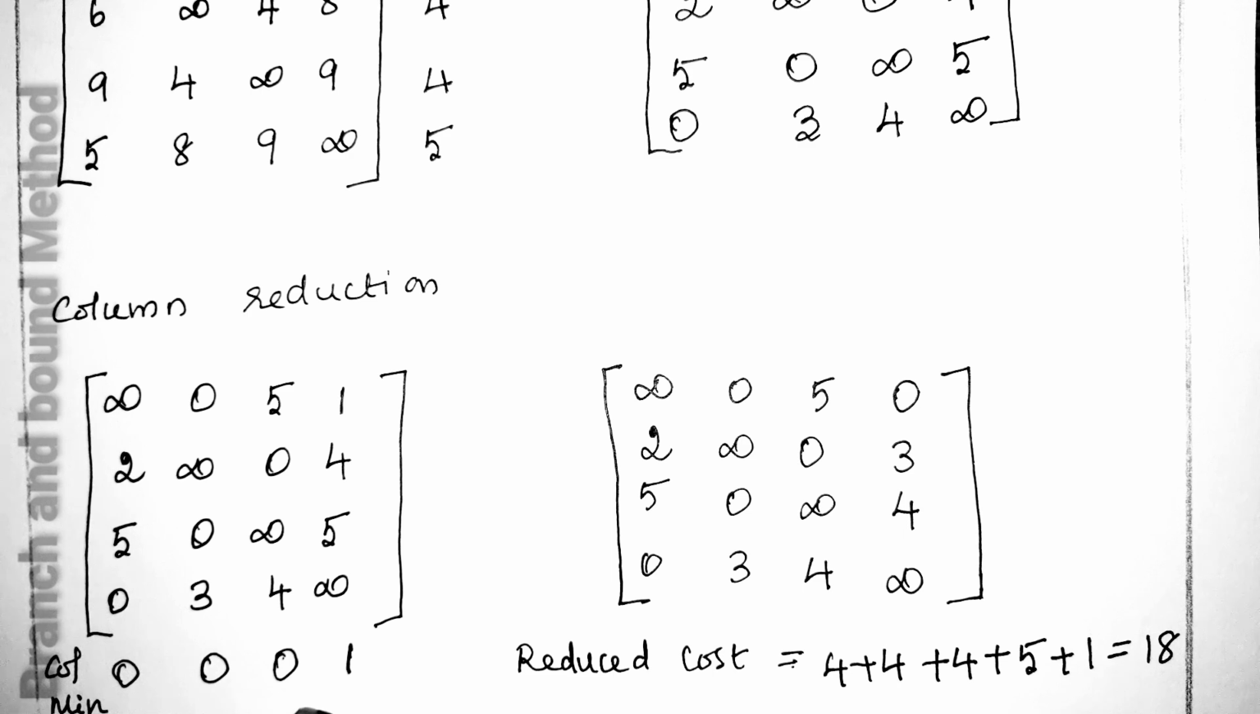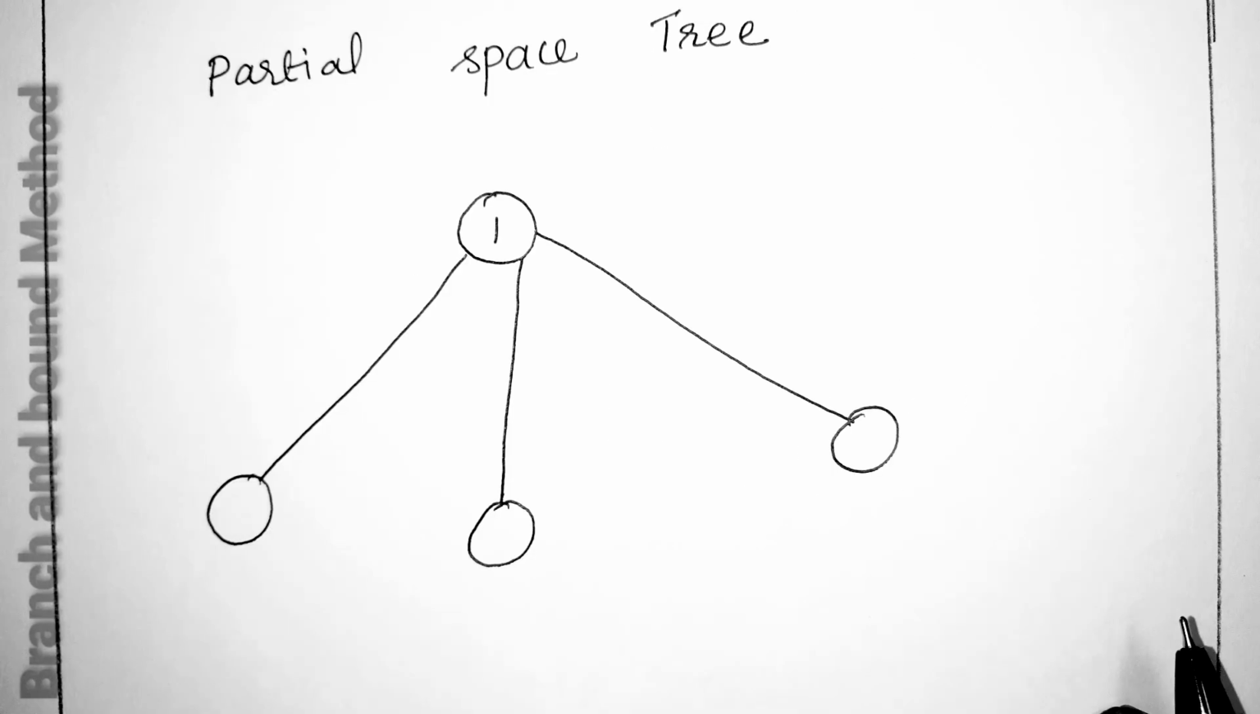Reduced cost is nothing but the sum of row minimum and column minimum values. The value is 18. This is the reduced matrix. With this we can proceed further. Next we have to draw the partial state space tree.